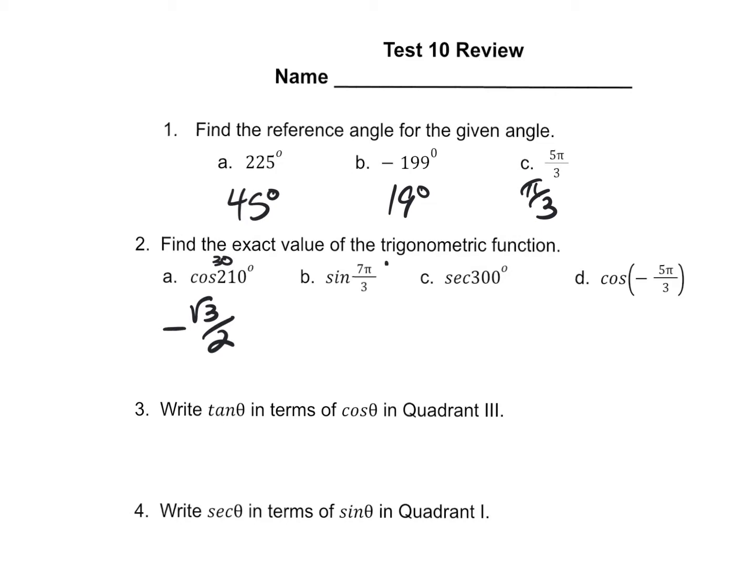Sine 7 power 3, I'm really just thinking power 3. Sine power 3 is also square root of 3 over 2. 7 power 3 is in quadrant 1, so it's positive.